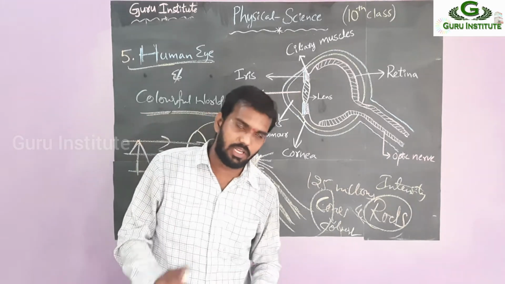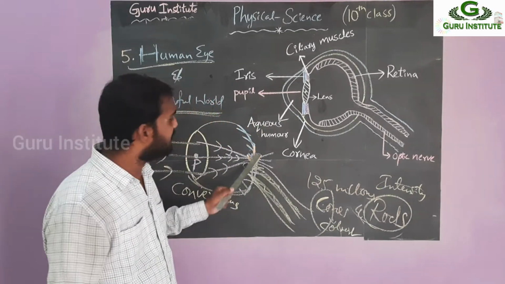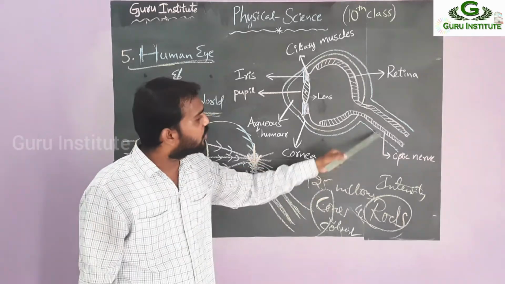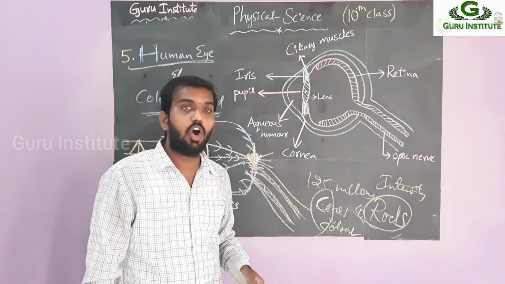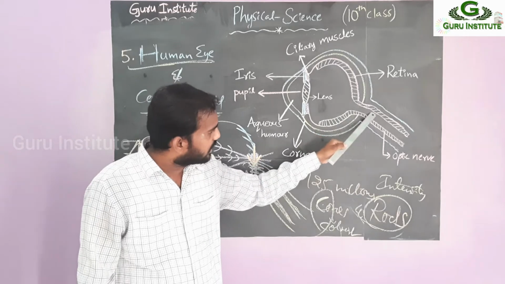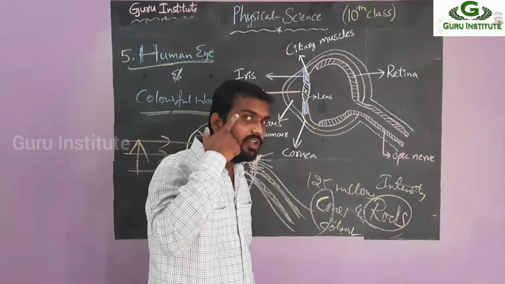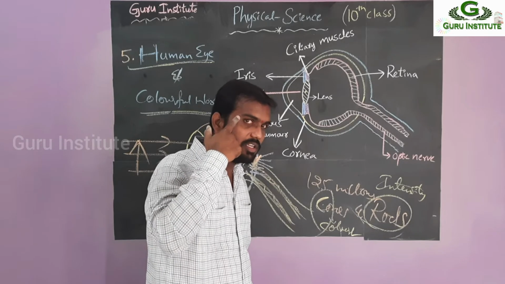Then this will identify it, but the formed image is inverted, and this total information is given to the optic nerve. So from this one, it is given to optic nerve. This optic nerve is directly connected. So here the eye is there. So here it is formed. This is the retina. Suppose inside.